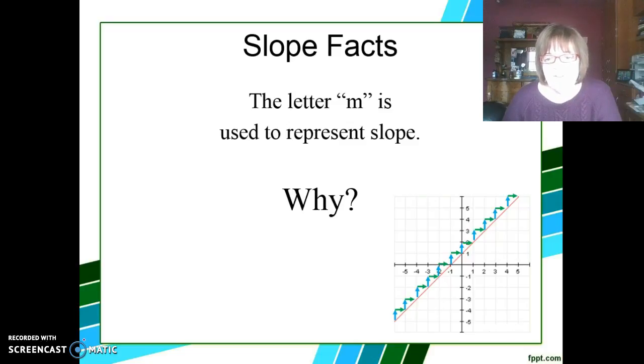So back to our slope facts. Remember we talked about in the last lesson that the letter M is used to represent slope, and we're going to see that in equations, and I'll have some examples for you later on. Nobody really knows why the letter M, but what I suggest you associate that M with is to remember that slope is movement, motion. It's going from one place on our graph to another.